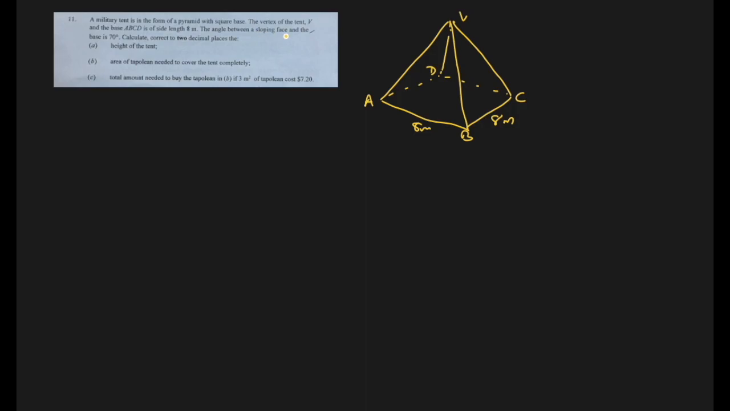The angle between the sloping face and the base is 70 degrees. This angle is 70 degrees. Okay, the whole face, not only this line but the whole face. Calculate, correct to two decimal places, the height of the tent. The height of the tent will be from the vertex to the middle. Here, this is the height, not from here, but from the middle.